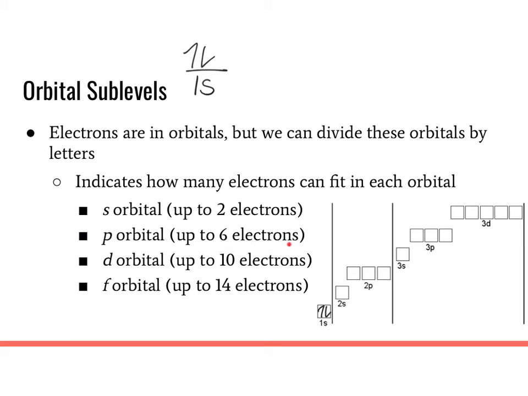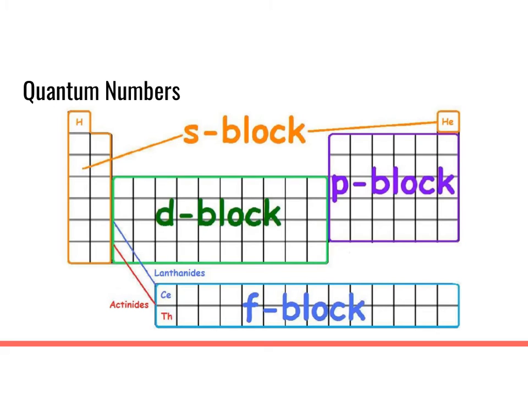The p orbital can fit 6 electrons, like what we see here, this 2p. It's like we have 3 bunk beds, so you can fit 6 electrons. The d orbital can fit up to 10 electrons because it has 5 bunk beds. And the f orbital can fit up to 14 electrons. It's like we have 7 bunk beds that we can fill there. That is why our orbitals have these letters: to indicate how many electrons can fit in there. On the next slide, I'm going to show you why this makes sense with our periodic table.